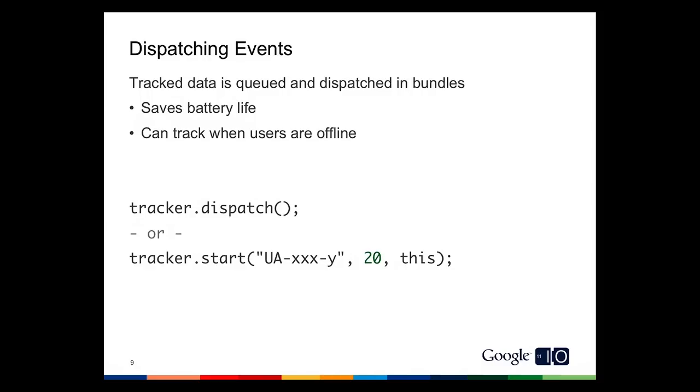And to do that, we can do it manually by calling the dispatch method, or overload the start method with the interval, which is the number of seconds between sending all the data. So what we just talked about was how to get the library and get started. We talked about how to instantiate a tracker. And we talked about how to send data to Analytics. So let's get to tracking.